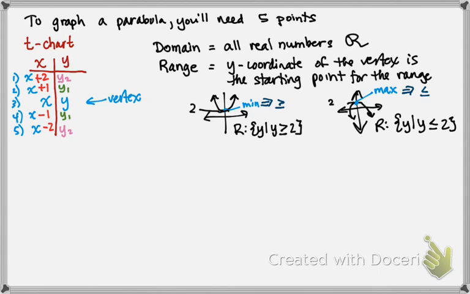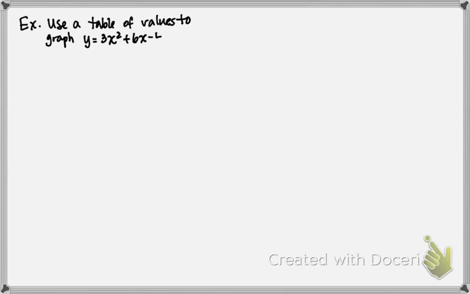Okay, so let's get into graphing. We're going to do a couple of examples of that. So I'm going to go on to the next screen. And we're going to have different directions. So use a table of values to graph y equals 3x squared plus 6x minus 4, state domain and range.